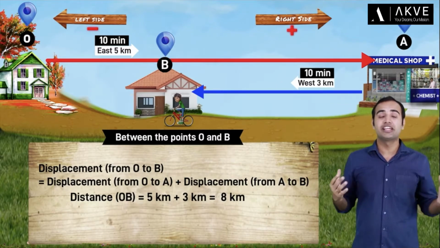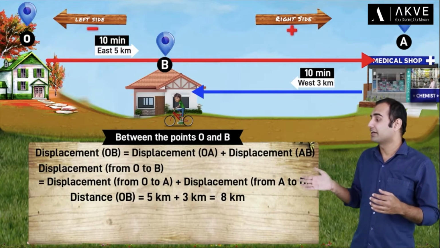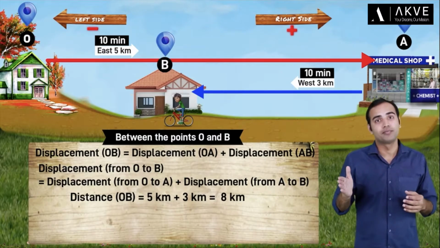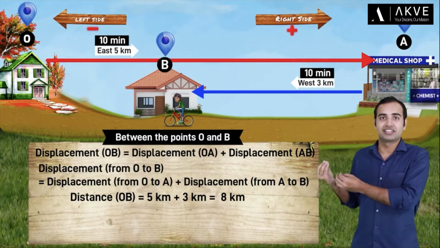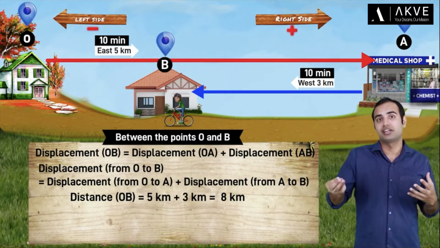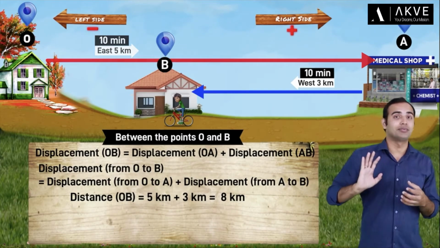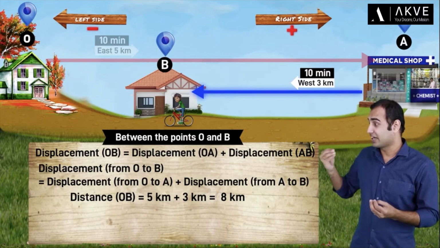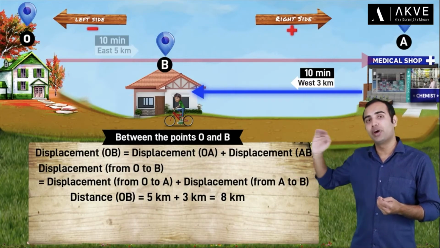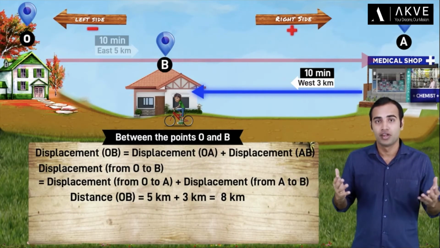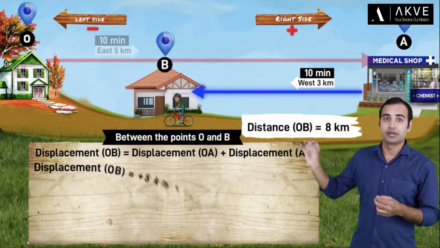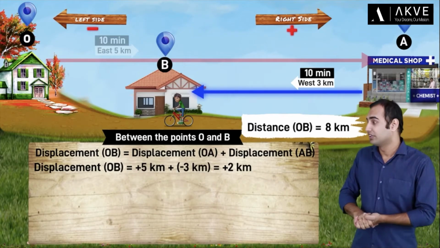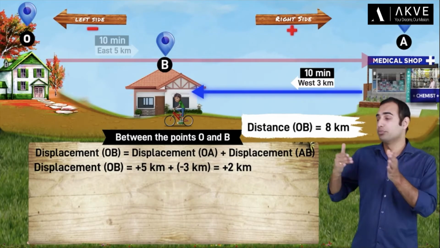Now we can also find the displacement between O and B by simply writing it as displacement from point O to A plus displacement from point A to B. Now the value of the first term here is clearly plus 5 kilometers. We found that out in the last part. But what is the value of the second term? Well, you see, it's actually minus 3 kilometers because the problem clearly says that Jack's friend's house is 3 kilometers due west from the pharmacy or from the drugstore. So the total displacement between the points O and B comes out to be 5 minus 3 kilometers or plus 2 kilometers. Now, the time taken by Jack to go from point A to B is 10 minutes.